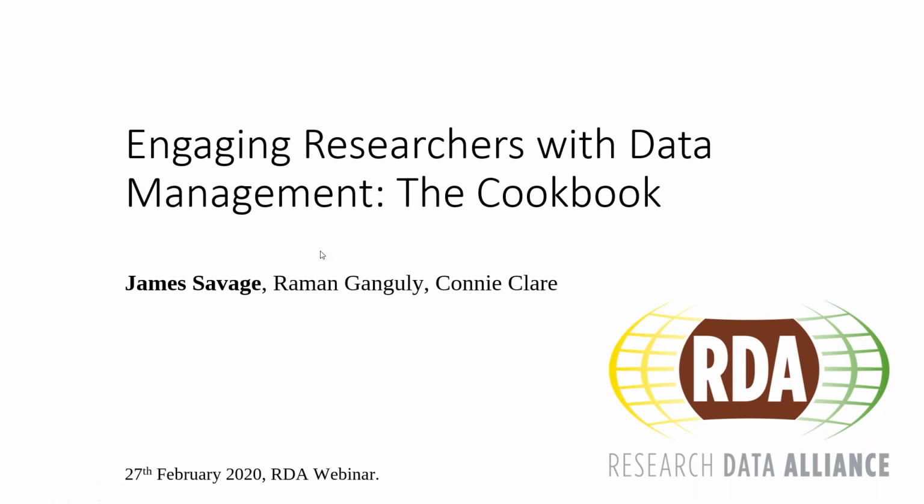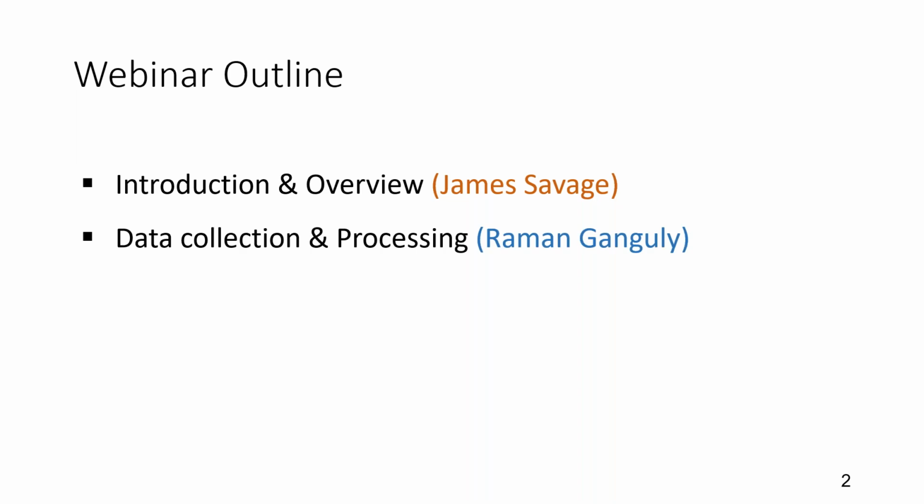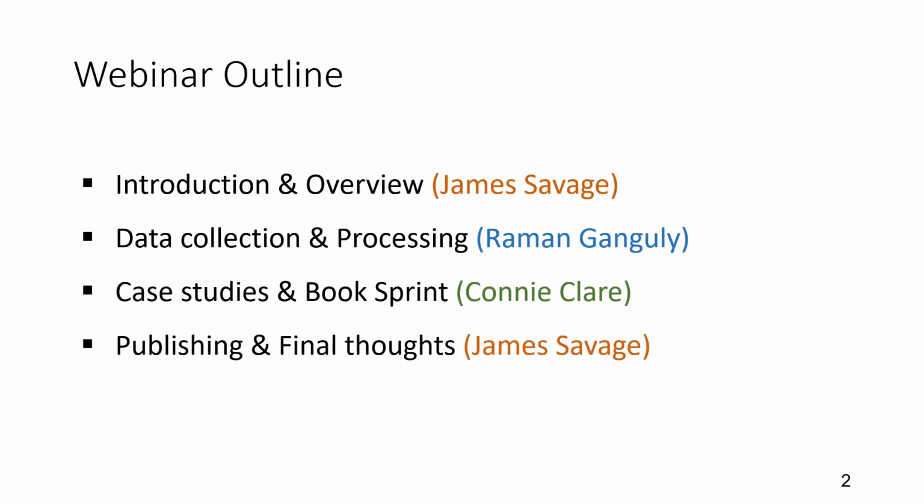So the way we're going to work through the webinar, I'm going to talk a little bit in the introduction about the overall project and generally give an overview of how it happened. And then I'm going to pass over to Raman to talk about the data collection and processing that we did during the project. And then I'm going to pass over to Connie to talk about the case studies and the book sprint. Exactly what these are will become clearer close to the time. And then I'll take the speaking back again at the end to talk about how we published the book and to give some final thoughts about where we're going next with these kinds of projects. Right, and then of course, we'll have time for questions and discussion at the end.